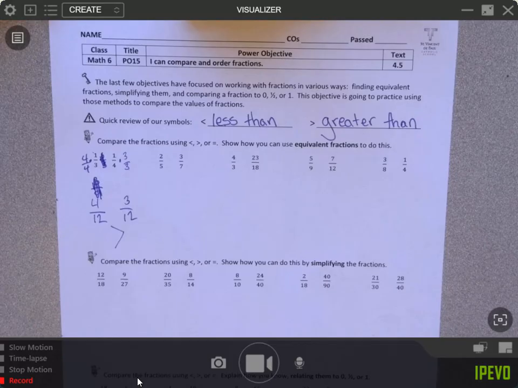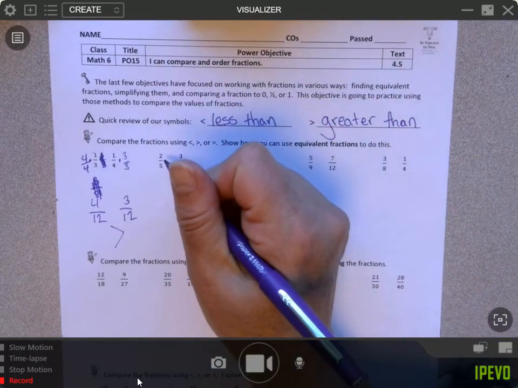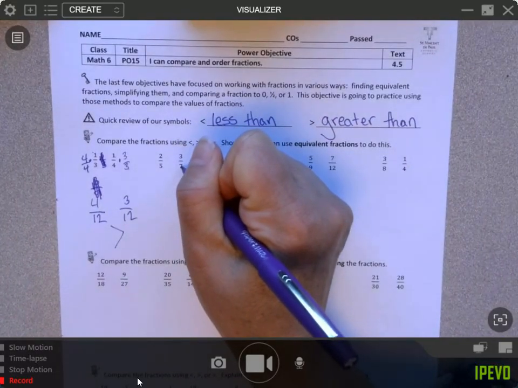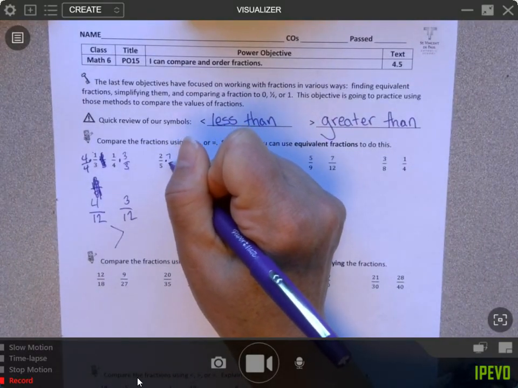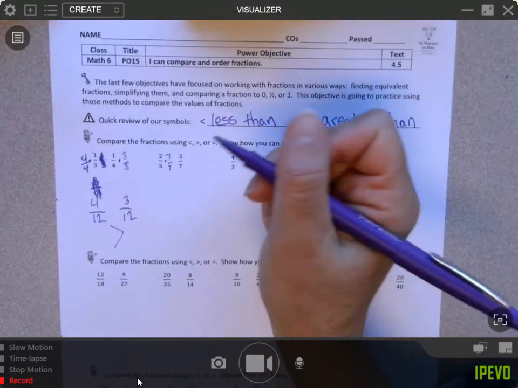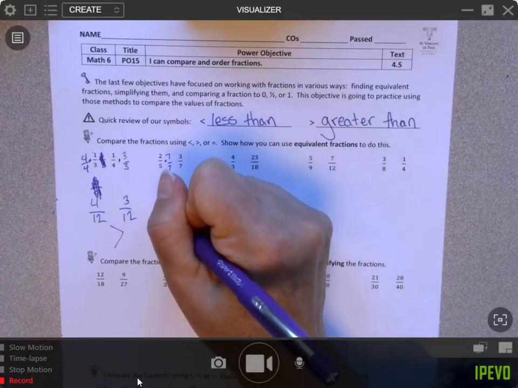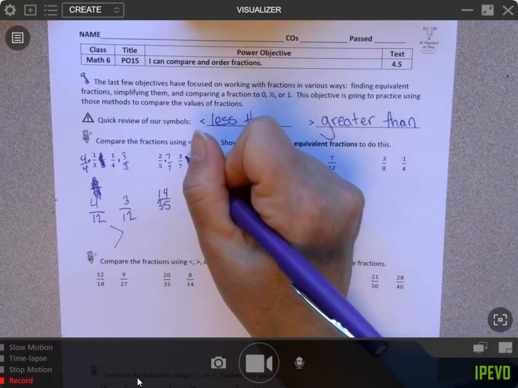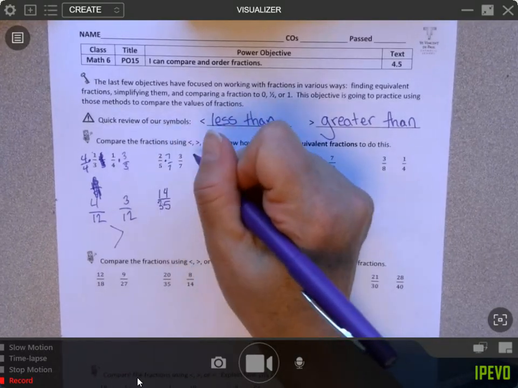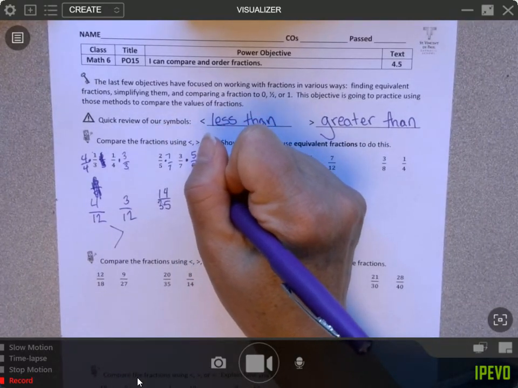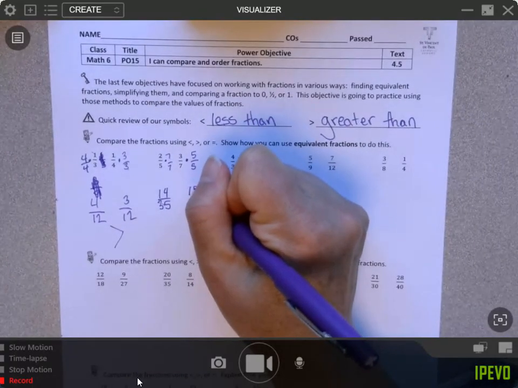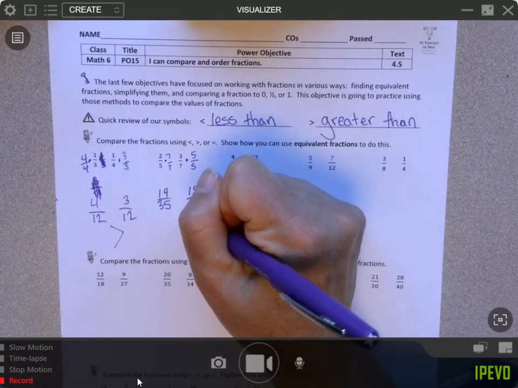You can multiply them by each other. Sometimes we know there might be a smaller one that we could use. Sometimes it's multiplying by each other. So that 2/5, I'm going to multiply by the other denominator. So I'm multiplying by the scale factor of 7. So 2 times 7 is 14. 5 times 7 is 35. Then 3/7 I'm going to multiply by that scale factor of 5. 3 times 5 is 15. 7 times 5 is 35.